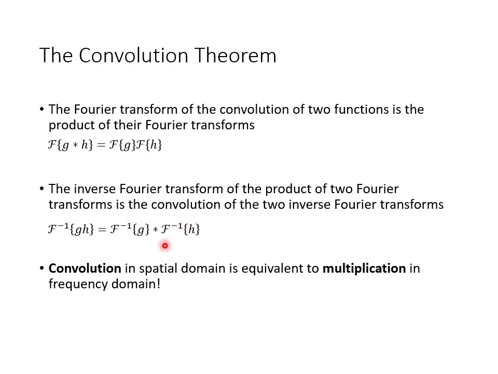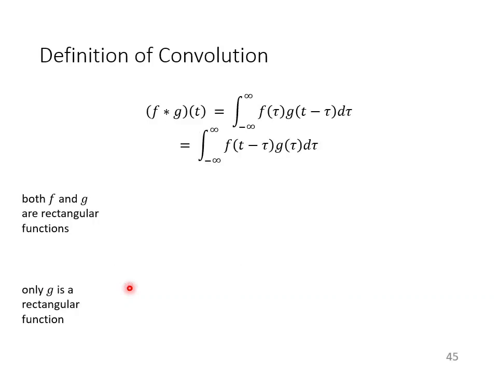Right? So the conclusion is convolution in the spatial domain is equivalent to multiplication in the frequency domain. Okay, so let's recall the definition of a convolution. So this is the definition of a convolution. Given an f function and a g function, their convolution is f of its variable times g of t minus tau, and the integral together.